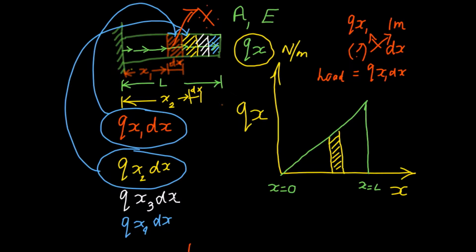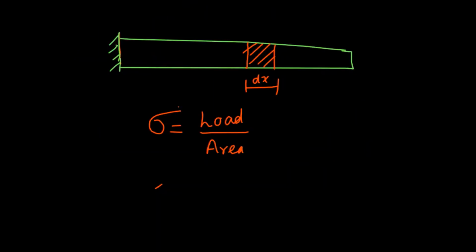I will tell you the answer. The load that is acting on the small portion is this load here plus this load here plus this load here plus this load here. That is the total load that is acting on this small portion.